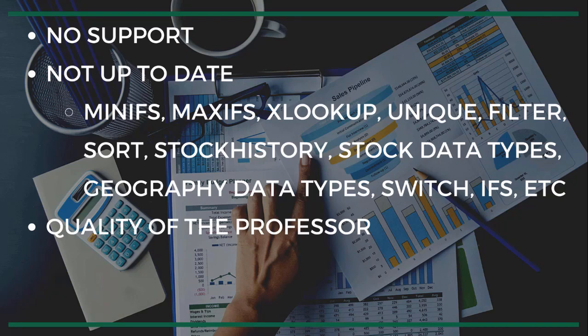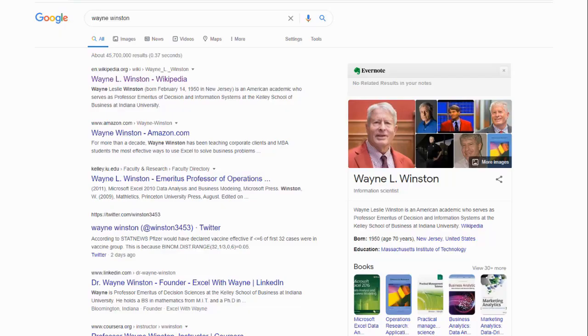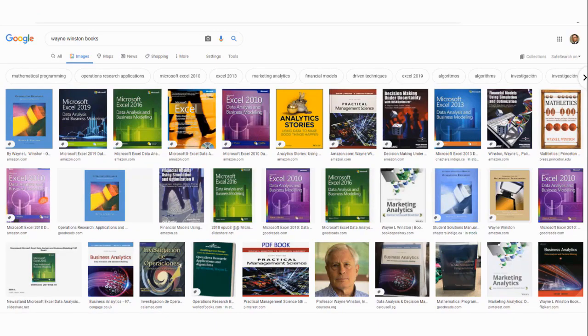Finally, it's the quality of the professor. And so this is where I want to talk a little bit about Dr. Winston. So the first thing you could do is just go over to Google and type in Wayne Winston. And you can see over here on the right side his Wikipedia page. You can see he went to MIT. You can see some of the books he made. You can go to Amazon, or you can go to Kelley, which is the Kelley School of Business at Indiana University. You can go to his LinkedIn page. I mean, there's a lot of places you can go to just to see about Dr. Winston. Who is he?